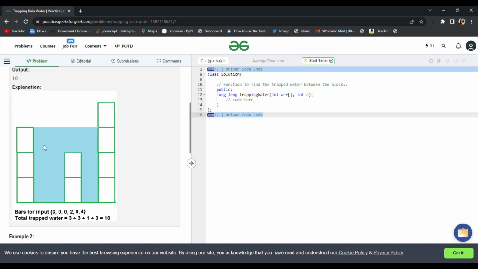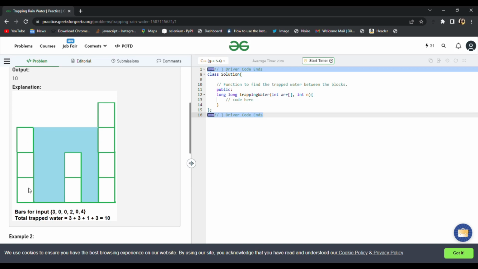So now again comes the next block, which is again of height 0. Again, we need to follow the same procedure. We need to find the maximum height block on the left side of the present block and on the right side of the present block. So on the left side it is 3 and on the right side it is 4. Now we need to find the minimum of the two, that is 3 and 4. What is the minimum?